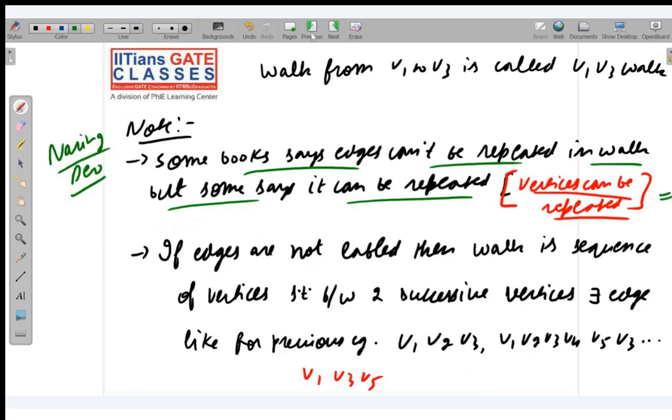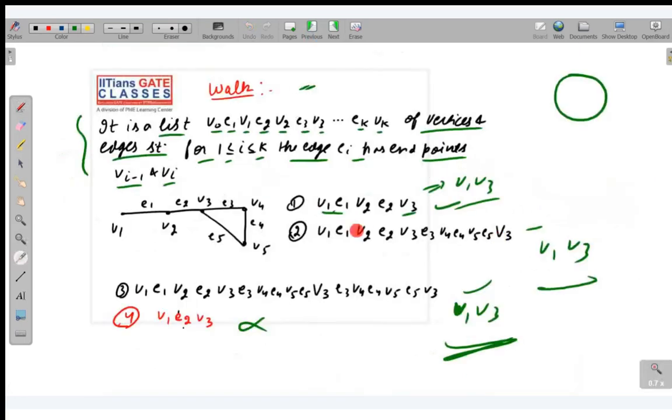So no problem. That's why I'm saying that this is also a walk, but some books will say it is not a walk. So there is a confusion here. Don't worry, whenever the GATE exam asks a question, they will properly define what they mean by walk. In every GATE question there is no ambiguity at all. Directly or indirectly, from the definition you will come to know whether edges can be repeated or not. A vertex can be repeated for sure, but edge repetition is the confusion.